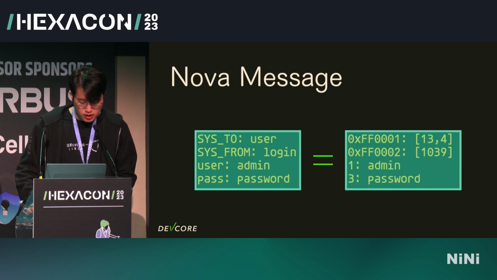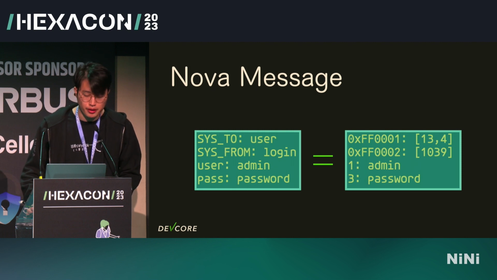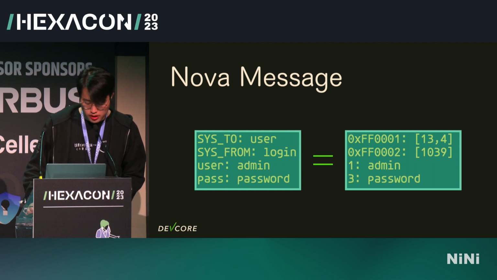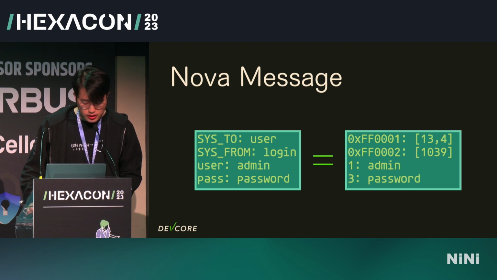The Nova messages consist of key-value pairs, and the keys can only be numbers. The sys2, the sysfrom, they are arrays containing the ID of the Nova binary and the ID of the handler which should handle this message.